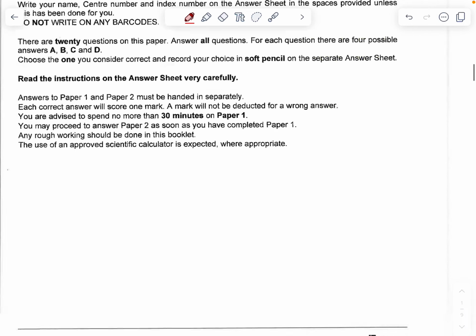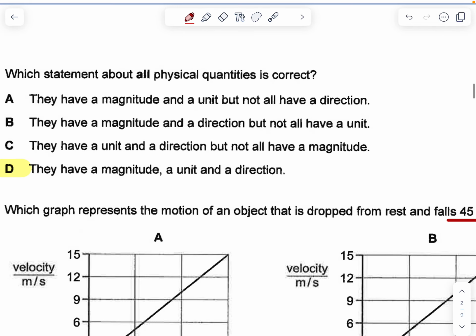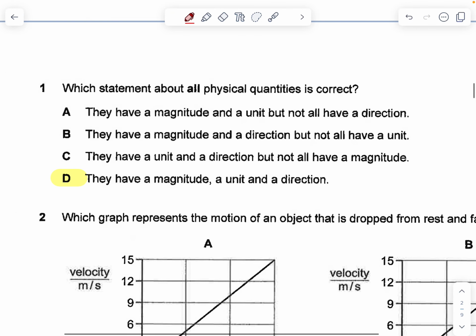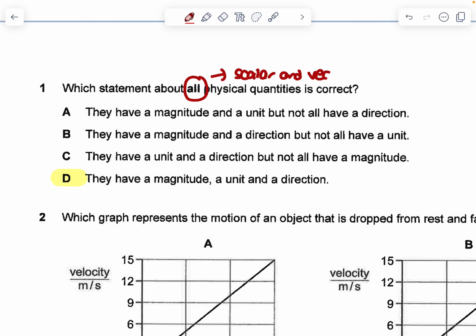2022 Paper 1. Question 1. Which statement about all physical quantities is correct? So all, which means they want scalar and vectors. And both have a magnitude, a unit, and a direction.